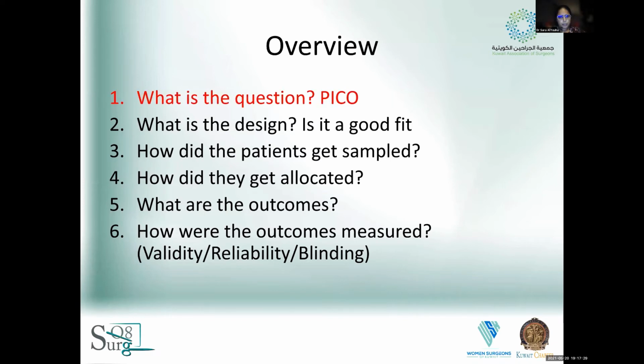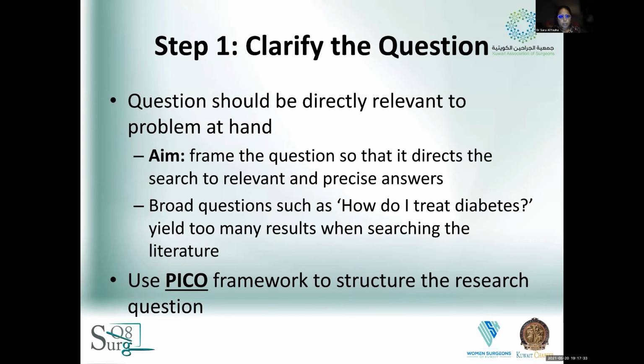So the first one we're going to look at is framing your question. Questions when you're critically appraising research should be directly relevant to the problem at hand. So your aim is to create a question so that it directs the search to relevant and very precise answers. Broad questions such as, how do I treat diabetes? That doesn't work. You get too many results when you're searching the literature. Those questions are what we call background questions.